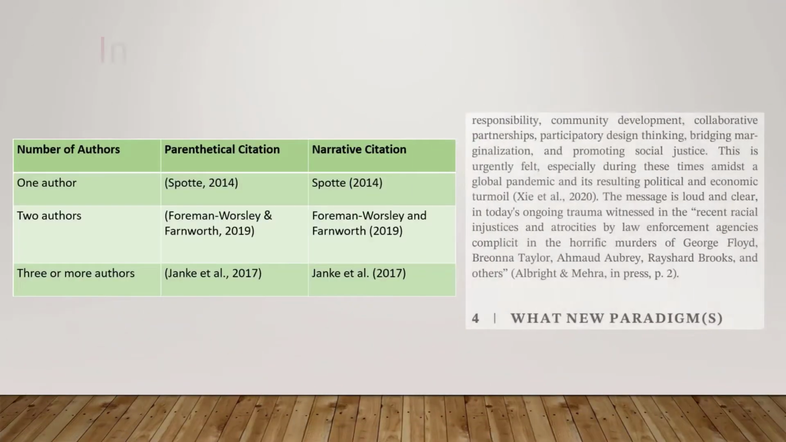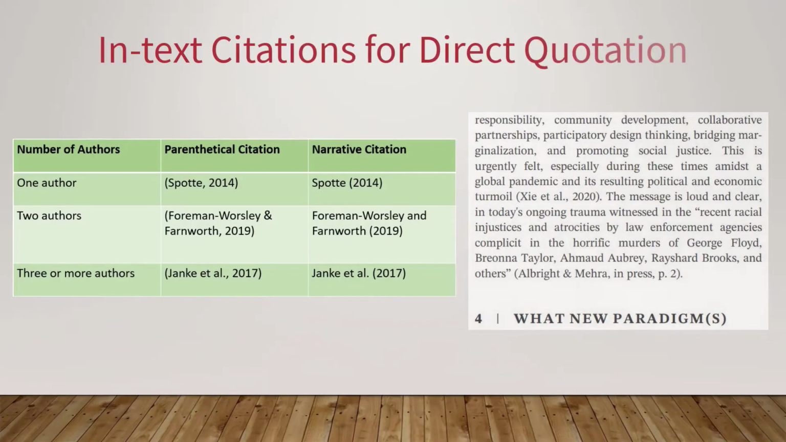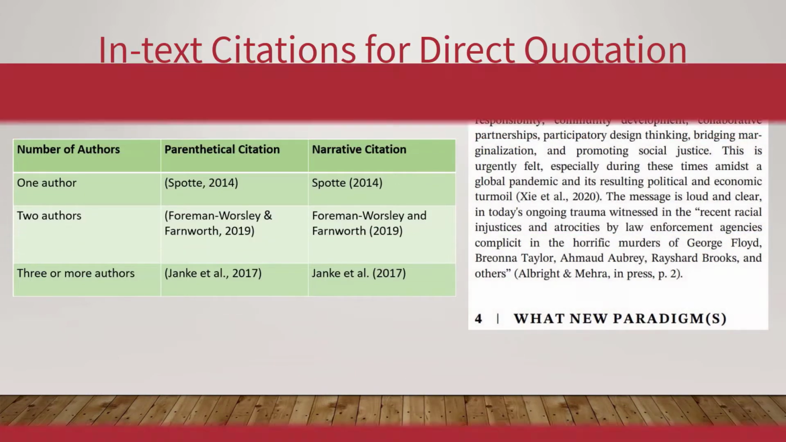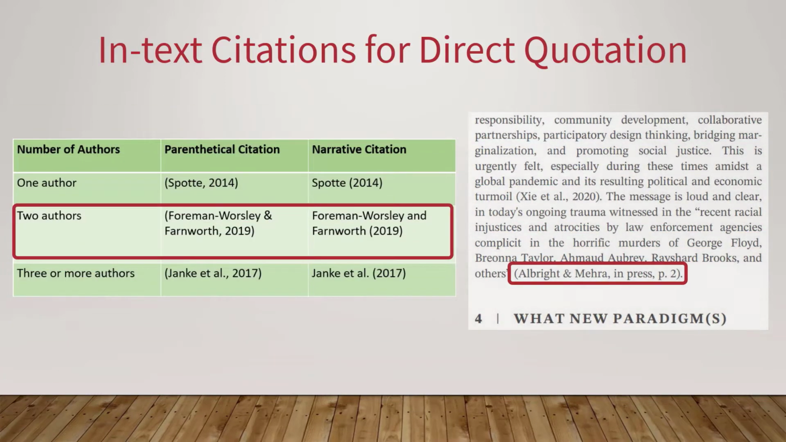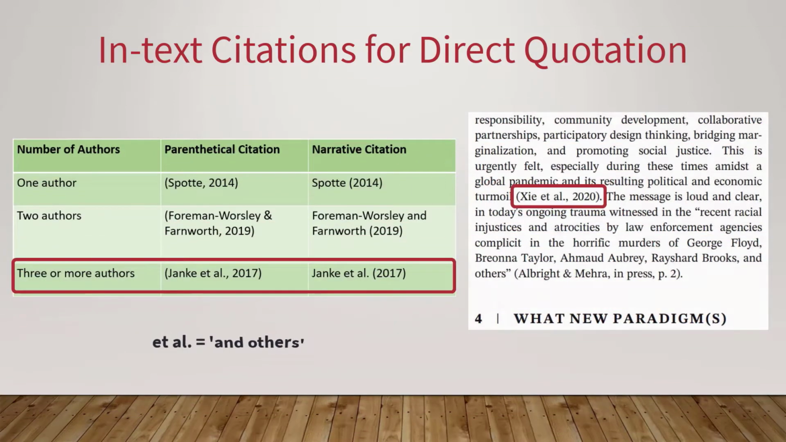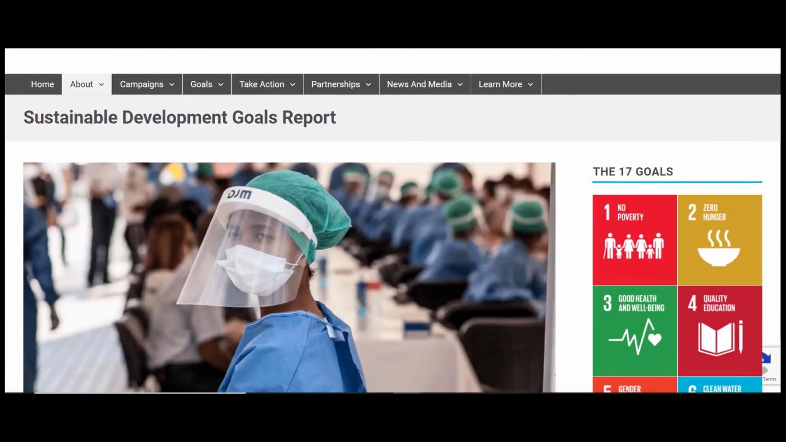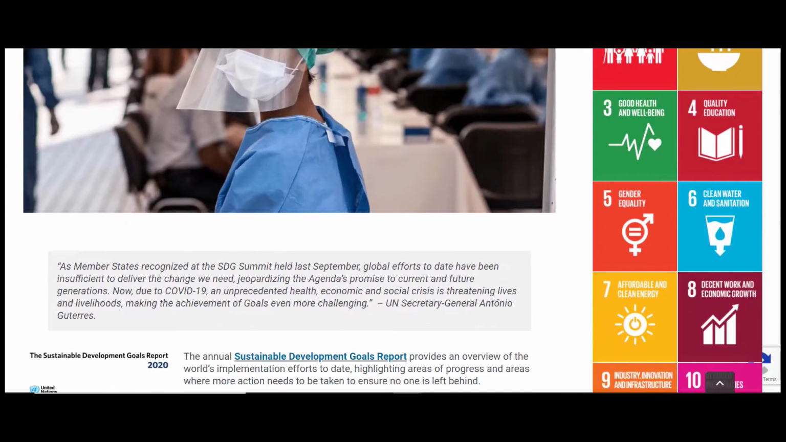The format of an in-text citation will change depending on the number of authors a source has. For one author, list the last name of the author and the year of publication. For two authors, list the last names of both authors and the year of publication. For three or more, list the last name of the first author followed by the phrase "et al." For sources with an organization as an author, include the organization name and date.